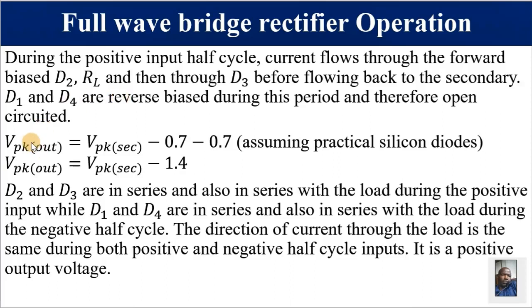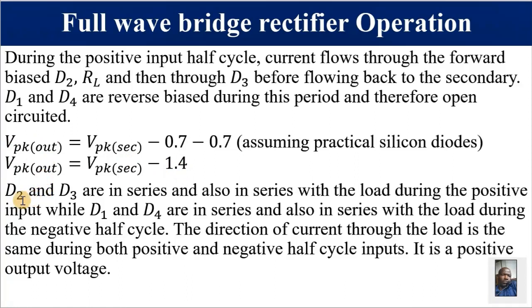We are now going to look at the peak output voltage. How do you find the peak output voltage? This is AC voltage. We take the peak across the secondary, because current goes first through D2. We subtract the forward voltage or cut-in voltage, which is 0.7, assuming it is made of silicon. Then we also subtract the drop across D3, assuming it is silicon. If you add these two, they give you 1.4. So in other words, the peak output voltage is equal to the peak voltage across the secondary minus 1.4. Please take note, this is AC voltage.